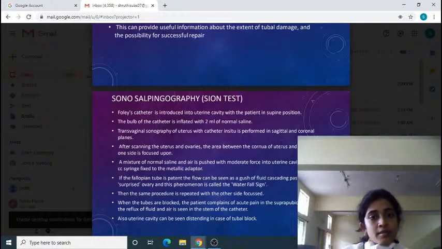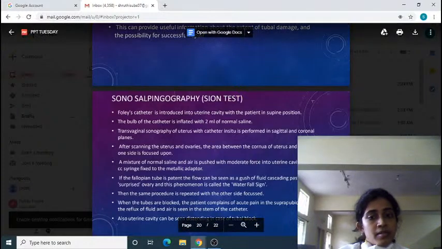A mixture of normal saline and air is pushed with moderate force into the uterine cavity, using a 20 cc syringe fixed to the metallic adapter. If the fallopian tube is patent, the flow can be seen as a gush of fluid cascading past the ovary, and this phenomenon is called the waterfall sign. Then the same procedure is repeated on the other side, which is focused, and this focusing is mainly done in the area of the corner between the uterus and the ovary.